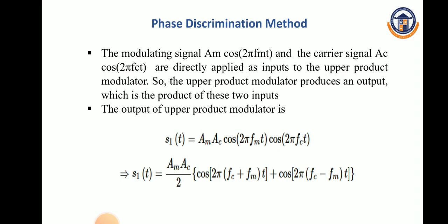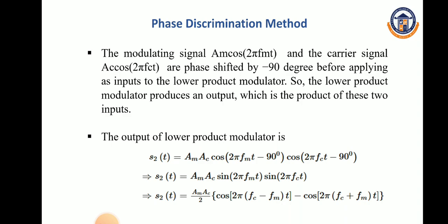This is the output of the upper product modulator. S1 of t is equal to Am Ac cos 2π fm t cos 2π fc t. Finally, S1 of t is equal to Am Ac divided by 2 into cos 2π (fc plus fm) t plus cos 2π (fc minus fm) t.